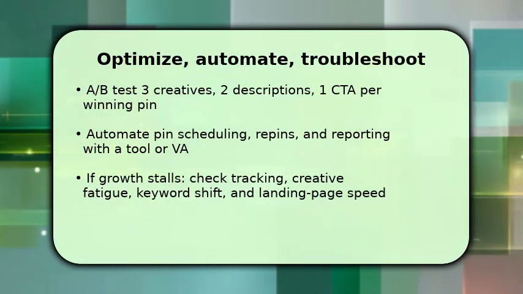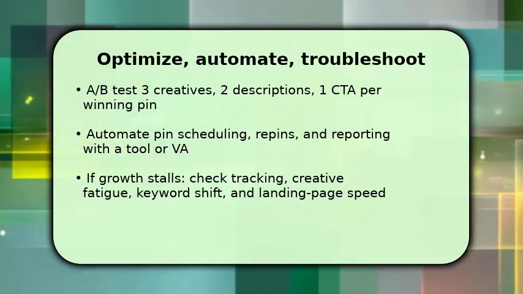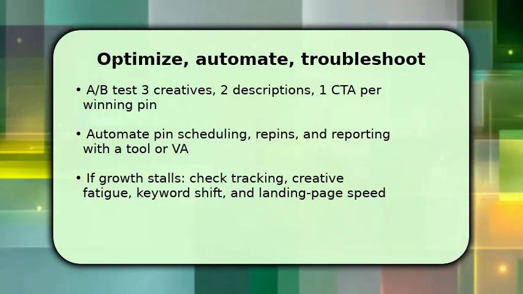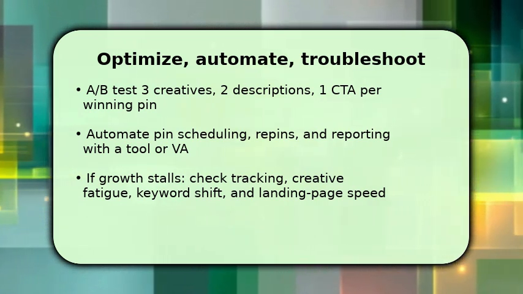A/B test 3 creatives, 2 descriptions, and 1 clear CTA for each winning pin, then automate scheduling and reporting with a tool or a VA to free up your time. Make sure to refresh creatives before performance drops and iterate on copy based on analytics.